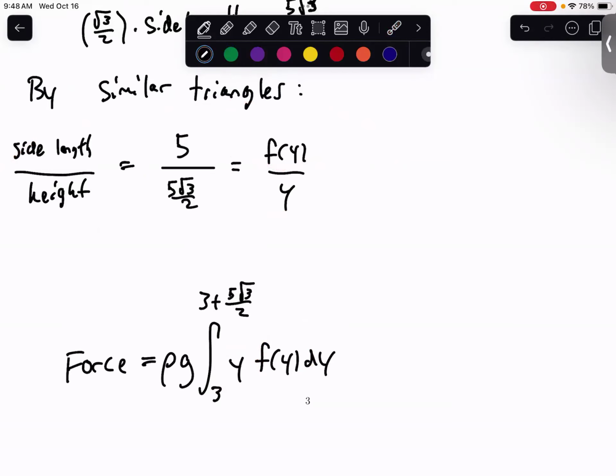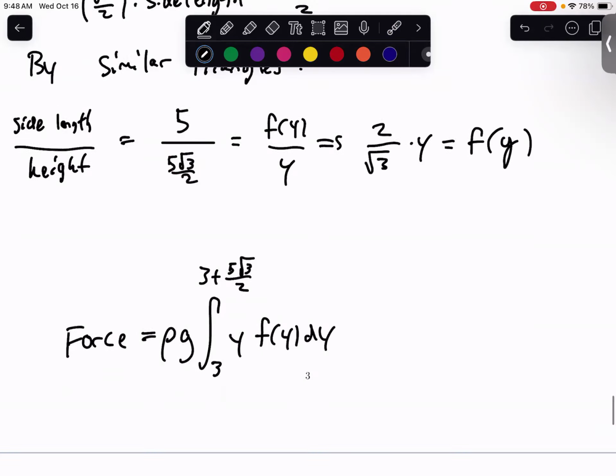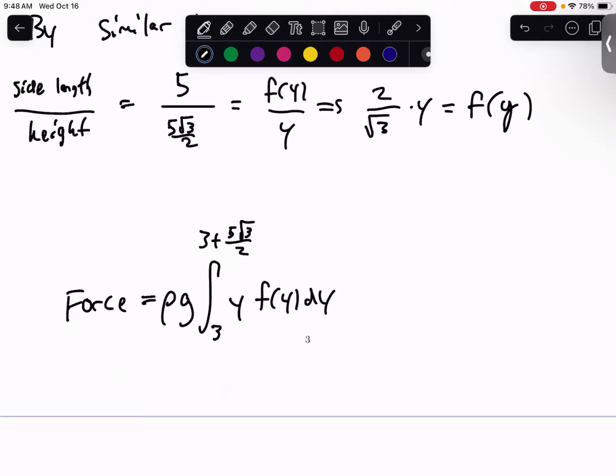And so if you solve for f of y, you end up getting the following. You multiply both sides by y, the 5s cancel out with one another, and the square root of 3 over 2 is really 2 over the square root of 3 multiplied by y. So this ends up being 2 over the square root of 3 times y is equal to f of y. And so this tells you that the integral is going to be the following.